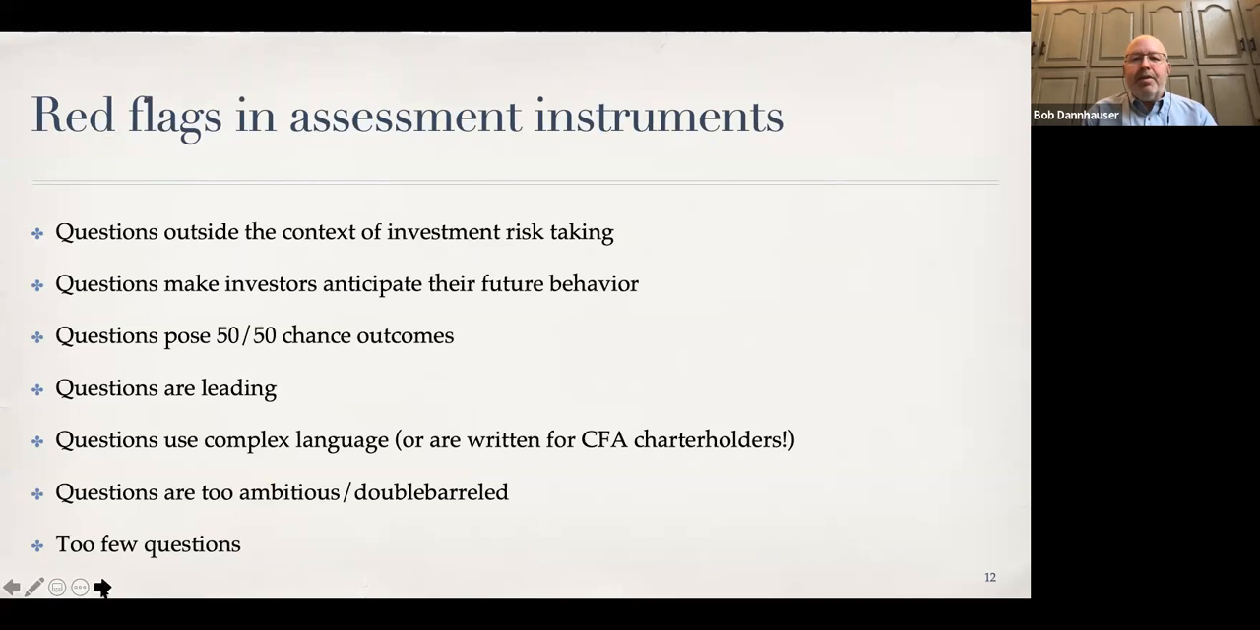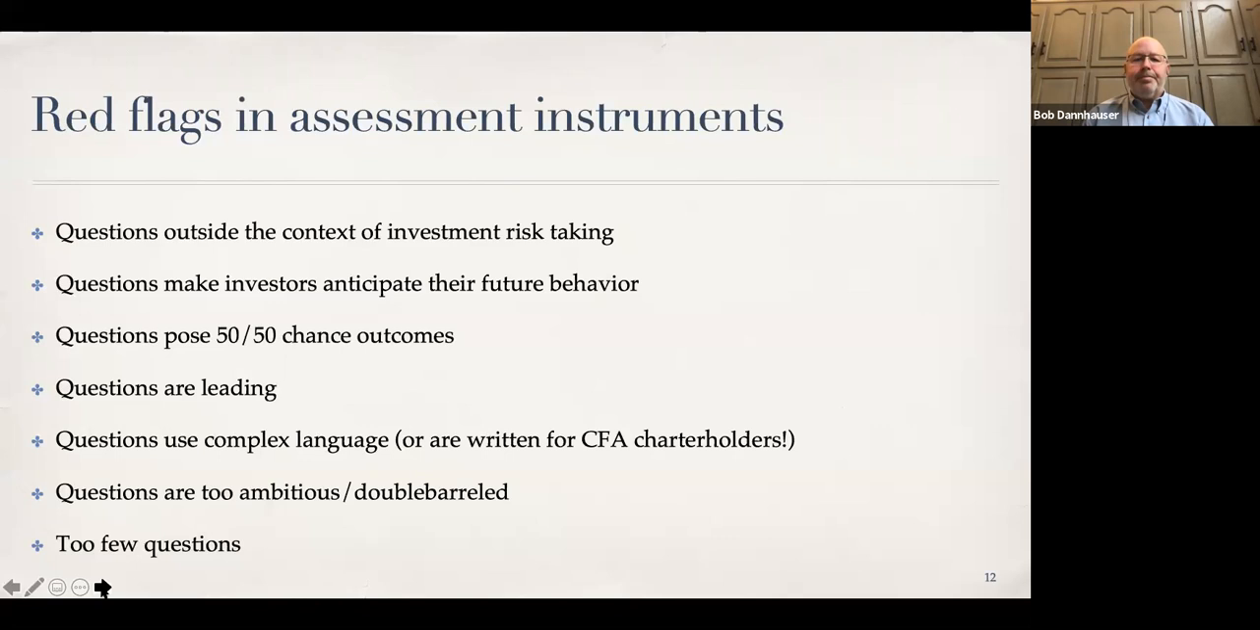So things that, as you look at some of these commercial risk assessment tools, things that perhaps should worry you a little bit. The first is questions outside the context of investment risk taking. So the classic is people will say, well, do you like to engage in risky hobbies? Do you ride a motorcycle? Do you go parachuting for fun? The idea being that if you like to take risks in your personal life, that will extend to your investing life as well. And the research would indicate that the two are not good predictors of each other. And so there's no reason to believe that if I engage in dangerous hobbies, that that should have any particular bearing on my attitudes or preference for risk taking.